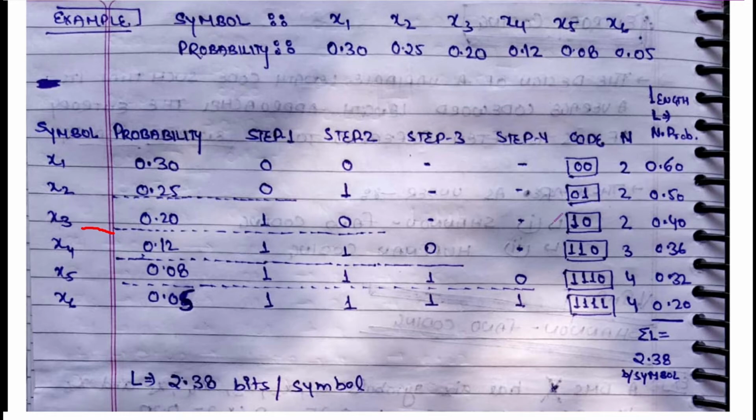Now, as we have discussed in the Shannon-Fano topic, we have to initially arrange the symbols in the order of decreasing probability. That has been done already, and then we have to start dividing these given symbols into groups.